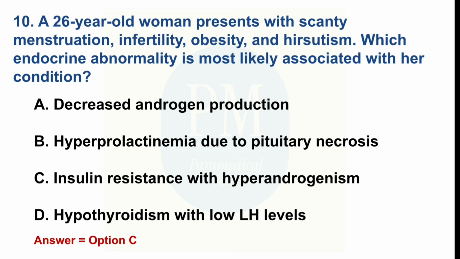A 26-year-old woman presents with scanty menstruation, infertility, obesity, and hirsutism. Which endocrine abnormality is most likely associated with her condition? Option A, decreased androgen production. Option B, hyperprolactinemia due to pituitary necrosis. Option C, insulin resistance with hyperandrogenism. Option D, hypothyroidism with low LH level. The correct option is option C, insulin resistance with hyperandrogenism.